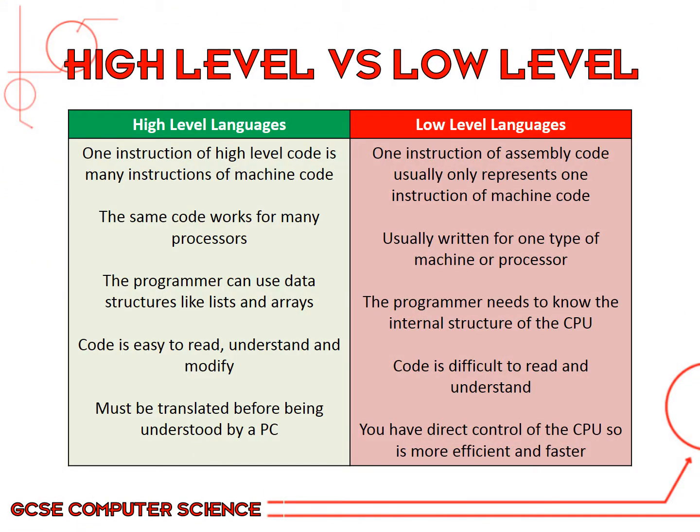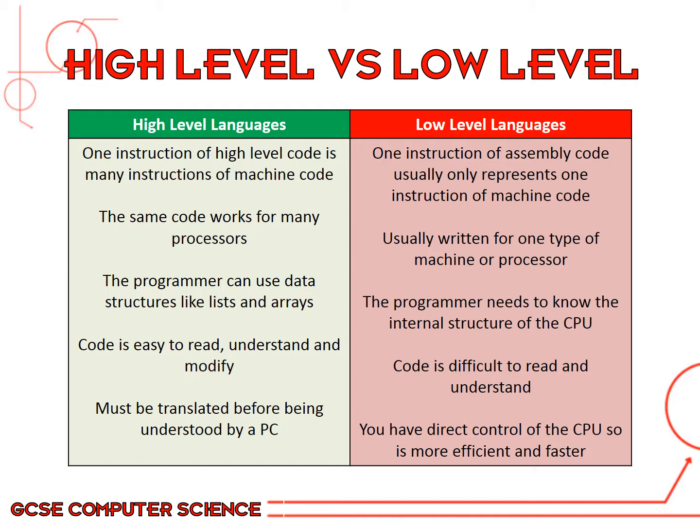Let's take a look at a comparison between high-level and low-level languages. For high-level languages, one instruction of high-level code is equal to many instructions of machine code. So one line, such as volume equals height times width times depth, would equate to many lines of machine code. With high-level languages, the same code works for many different processes. The programmer can use data structures like lists and arrays. The code is very easy to read, understand and modify.